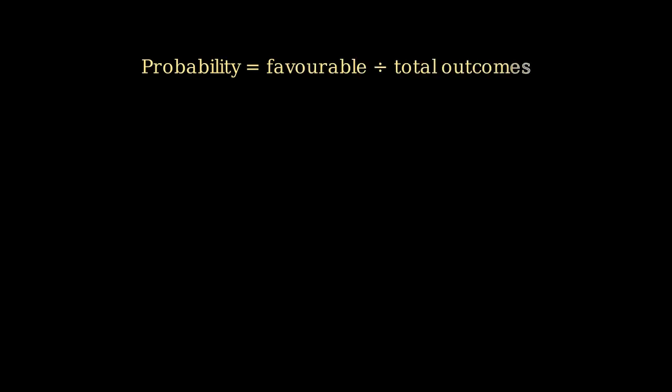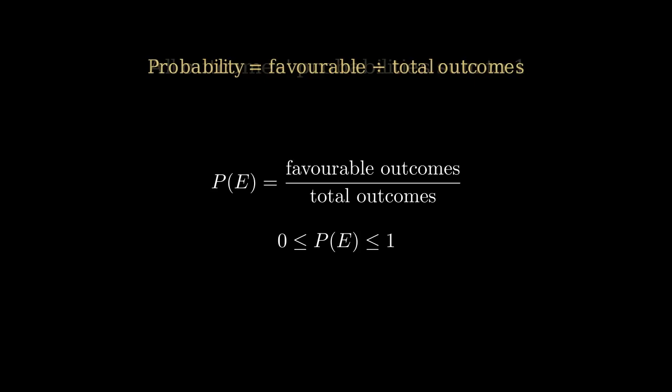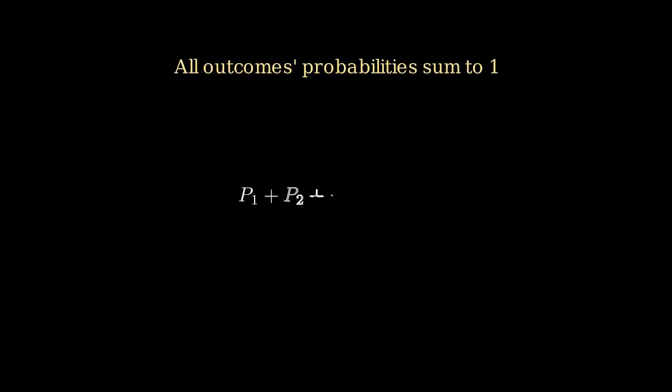Let's start with the rule for probability. Probability of an event equals favourable outcomes divided by total possible outcomes, and this value is always between 0 and 1. Also remember, if you add up the probabilities of every possible outcome in a situation, they must sum to 1.